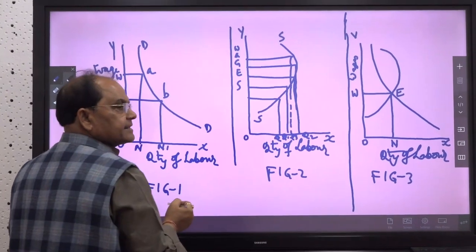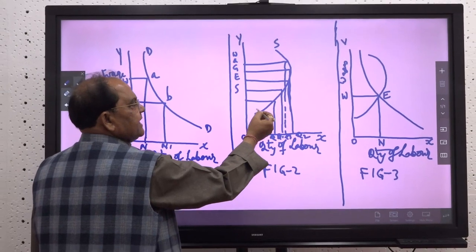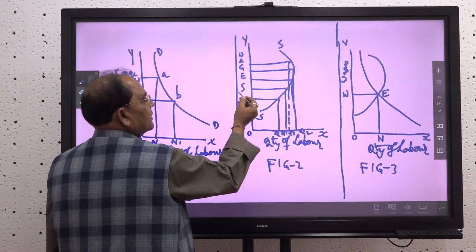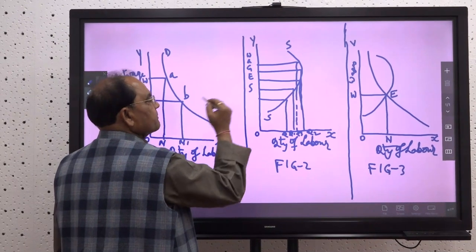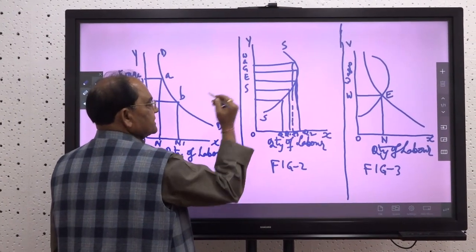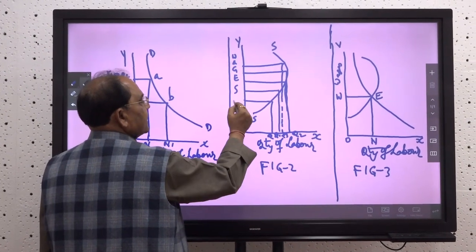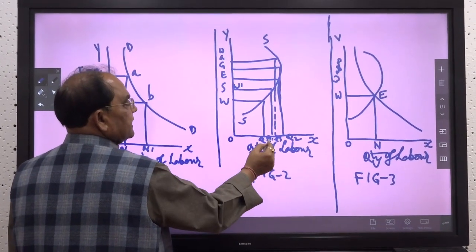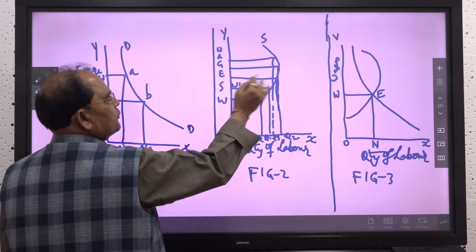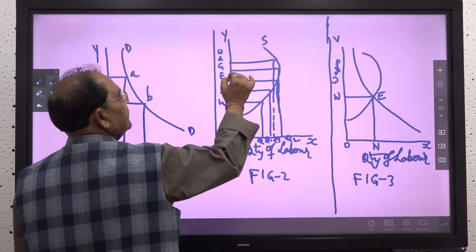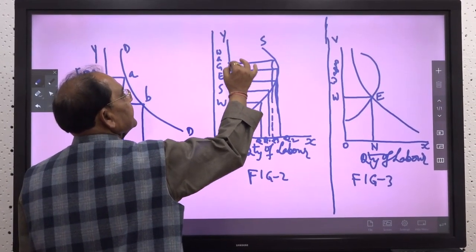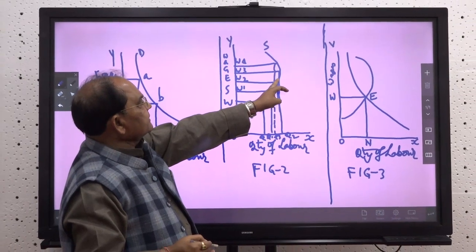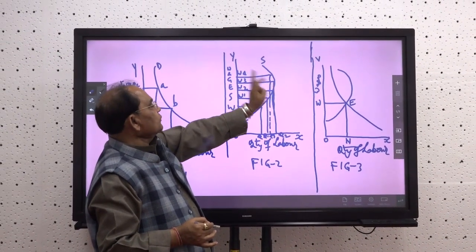So SS has got a typical shape, that initially it is a positively sloping line showing that at less wages, fewer workers are available. At more wages, more workers are available. Say, let us say, OQ labor is available if the wages are OW. If the wages are increased to W1, then OQ1 labor is available. And you may notice that it goes on increasing till this is W2, this is W3, and this is W4. But you will notice that beyond this point, the curve starts getting an inflection towards the y-axis.